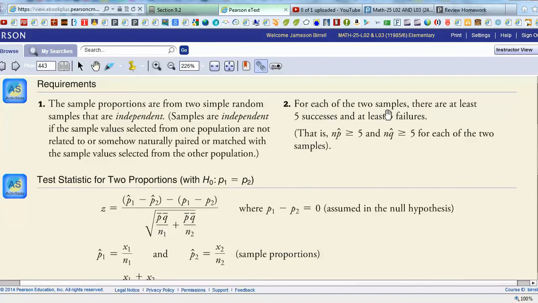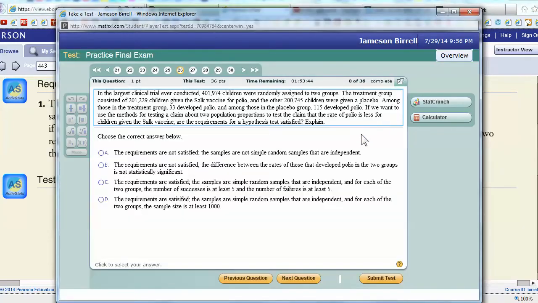For each of the two samples, there are at least five successes and at least five failures. And we have 33 developing polio from the treatment group and 115 from the control group or the placebo. So let's just read through our options here. It looks like a direct book answer, choice C.